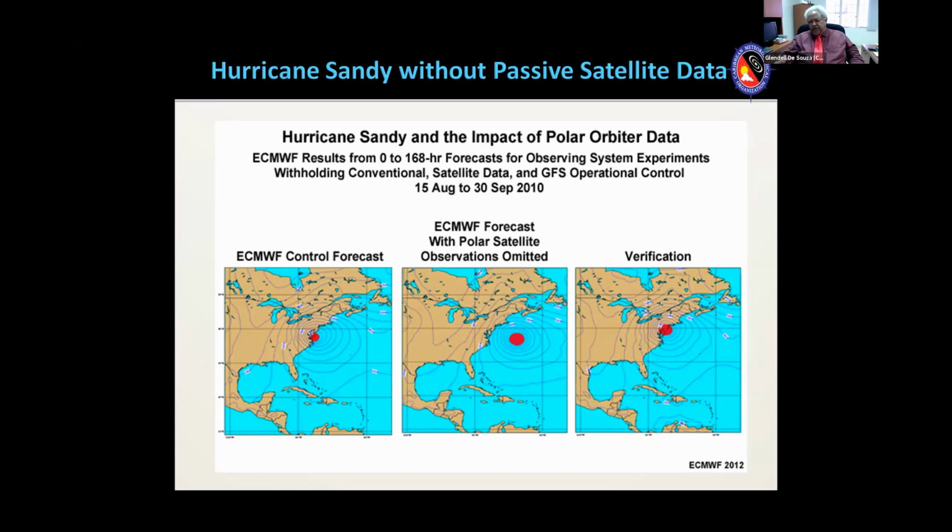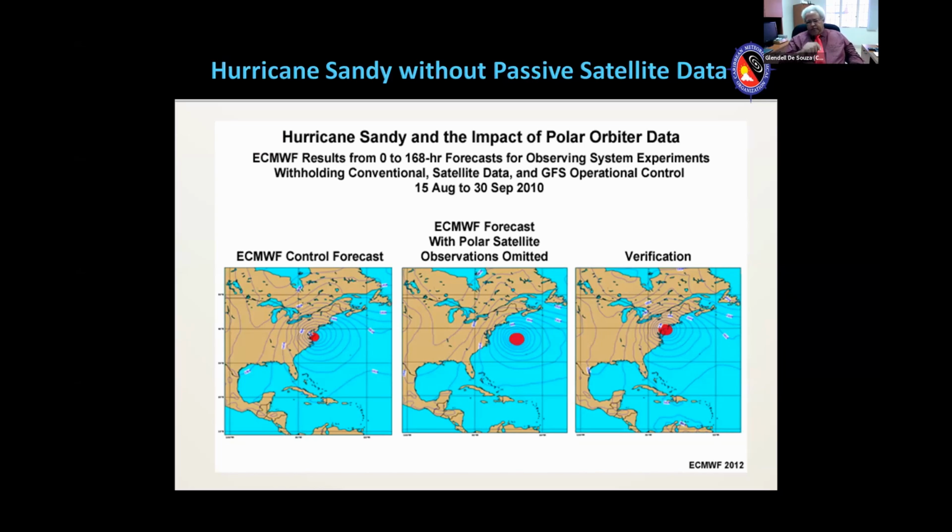So what actually happened? The first one shows what the forecast was. The second panel shows what the forecast would have been if we had omitted the polar orbiting data from the satellites, or the low orbiting data from those satellites. And the last one actually shows you where the system went inland.